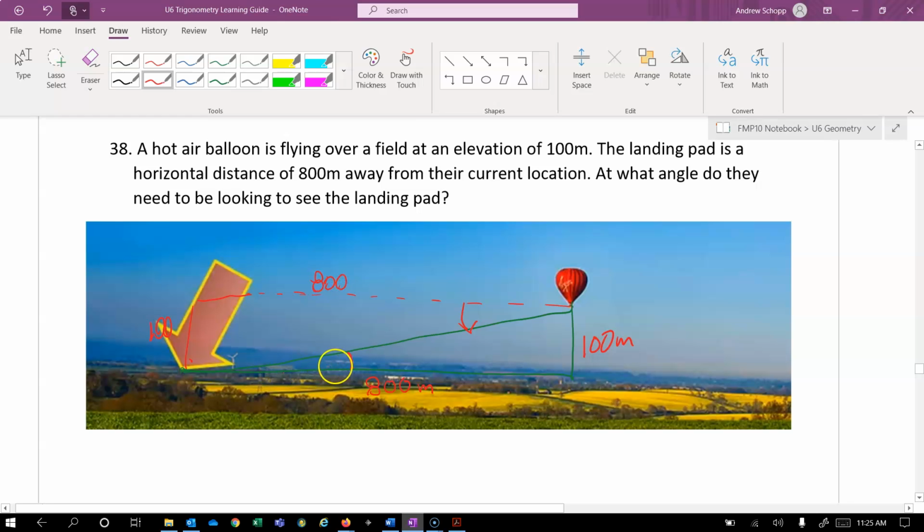If I look at the lower triangle, first thing I need to do is label my sides based on the angle of interest. And the hypotenuse doesn't care about the angle of interest, but the other two sides do. So straight out would be the opposite. And the one side that's connected to the angle would be the adjacent. So we have opposite and adjacent. We know those pieces of information, and we're looking for an angle this time.